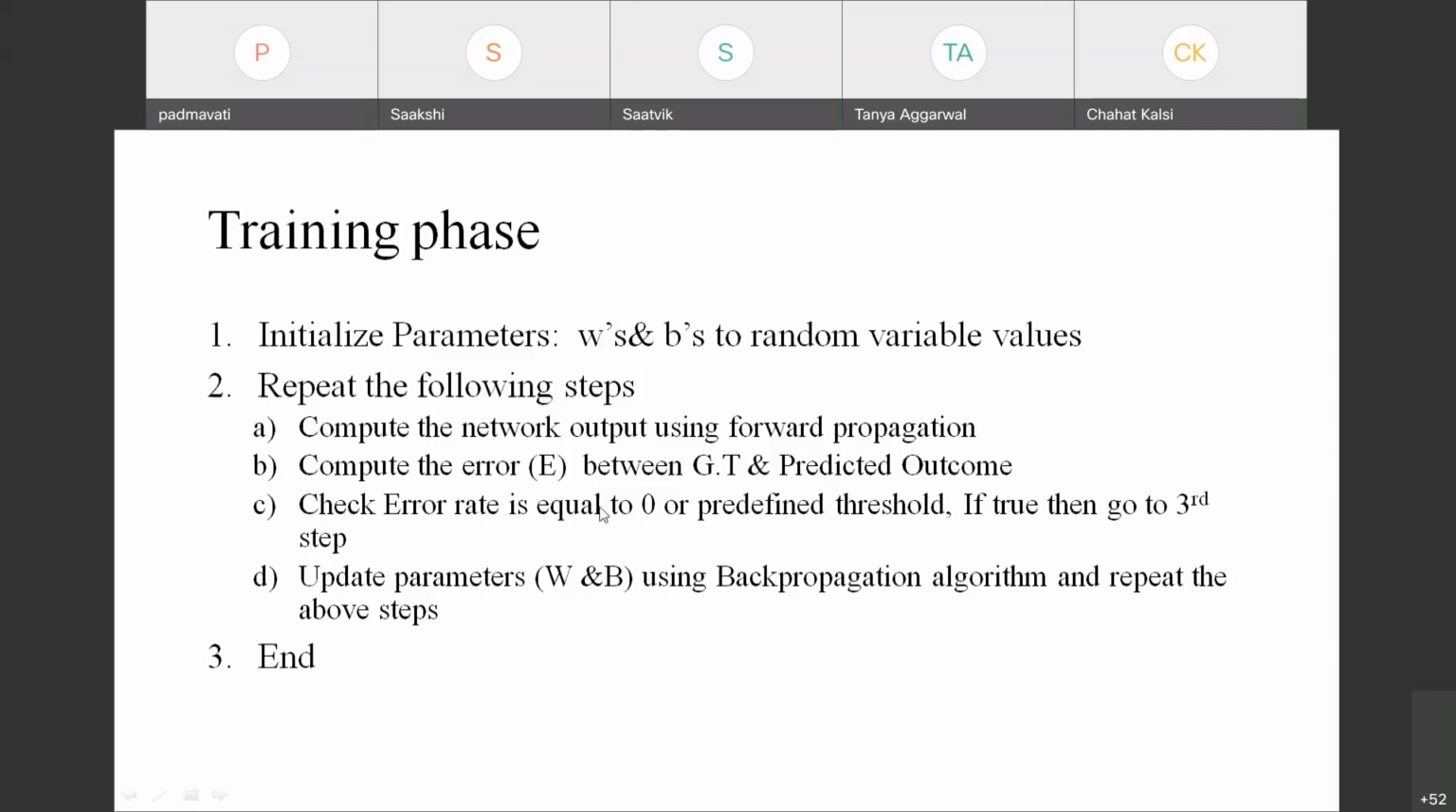Suppose the error rate is greater than the desired rate, fine. In that case, we will update the parameters using the backpropagation algorithm, and we repeat the entire step 2. Again 2a, 2b, 2c will be repeated. This second step will be repeated until my error rate reaches 0 or the predefined threshold, and then I will stop the training session, right?